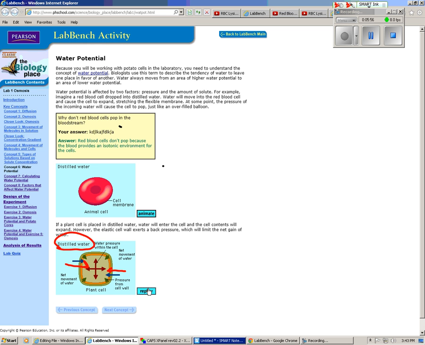except eventually water is going to stop going into the cell. Even though it's 100% water out here and less than 100% inside, water will eventually stop going in. Why? Because the cell wall will put so much pressure on it that it can't. Okay? This is why we talk about water potential.